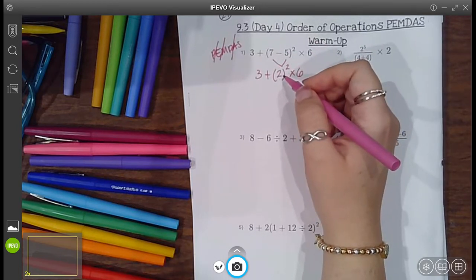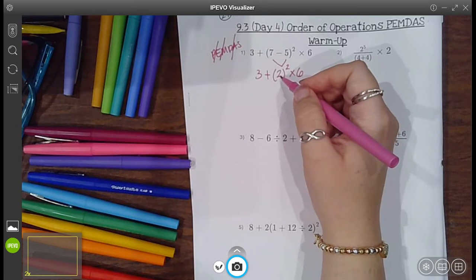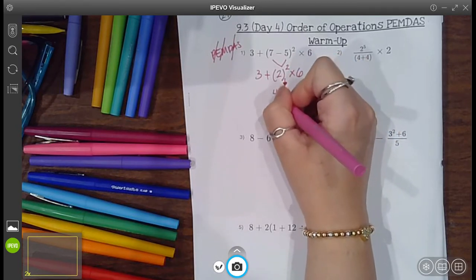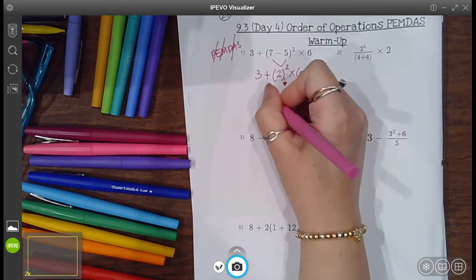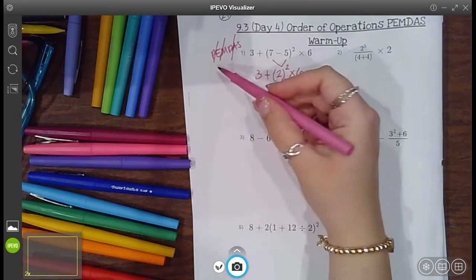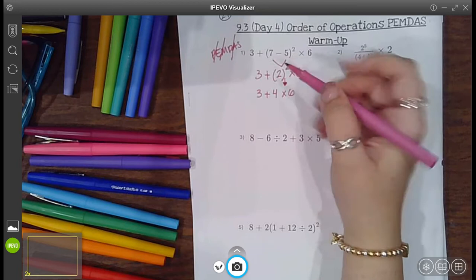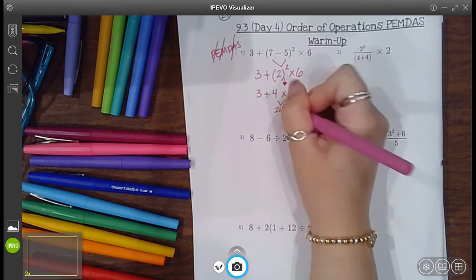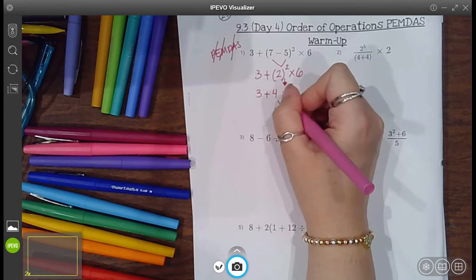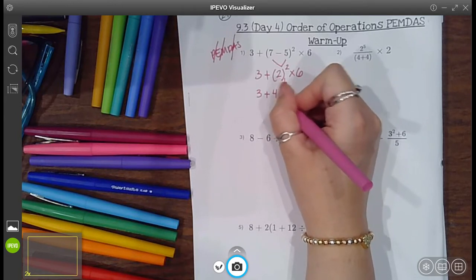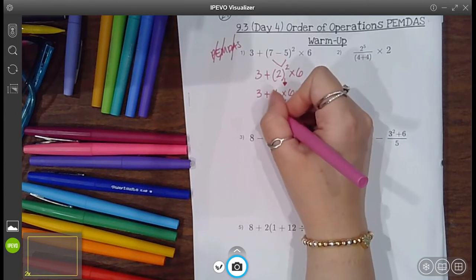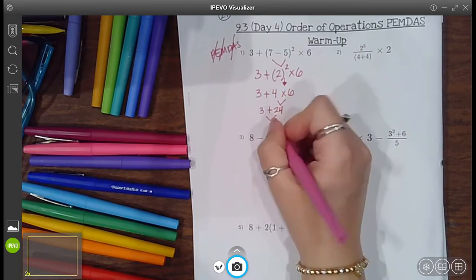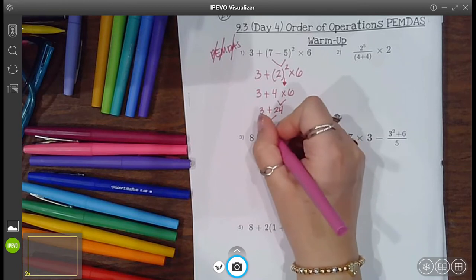Then exponents, 2 squared is 2 times itself, 2 times. So 2 squared is 4. Bring down the times 6 plus 3. Okay, parentheses is gone. Exponents is gone. Do you see any multiplication or division? Right here, 4 times 6 is 24. Okay, so that 4 is replaced because 4 times 6 is 24. So now bring down that plus, bring down that 3, and 3 plus 24 simplifies to 27.